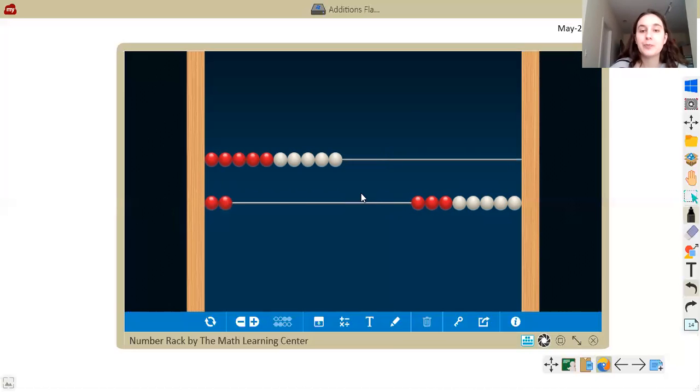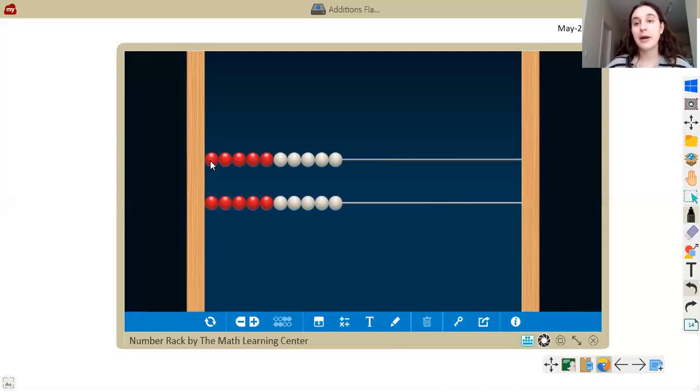10, 2. And 3, and 4, and 5, 10, 6, 10, 7, and 8, and 9, 10, 10.